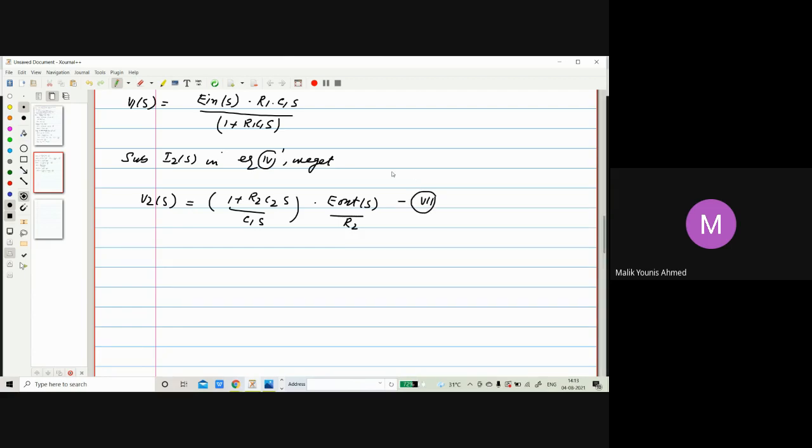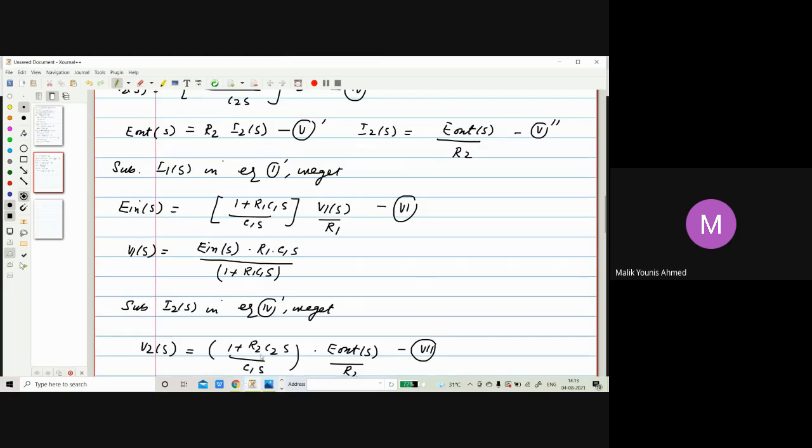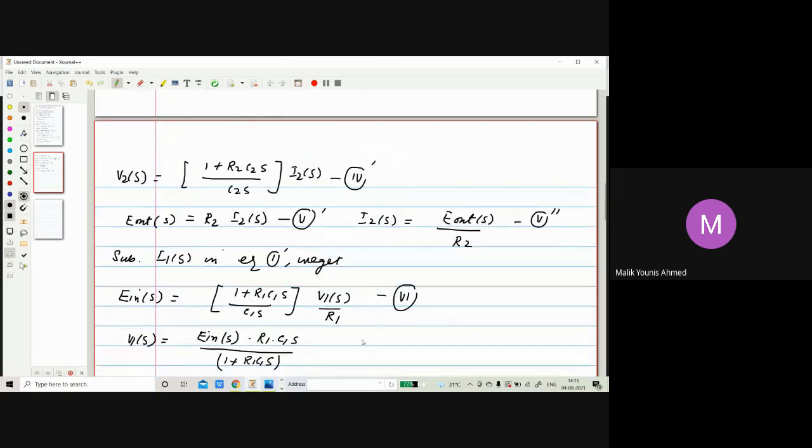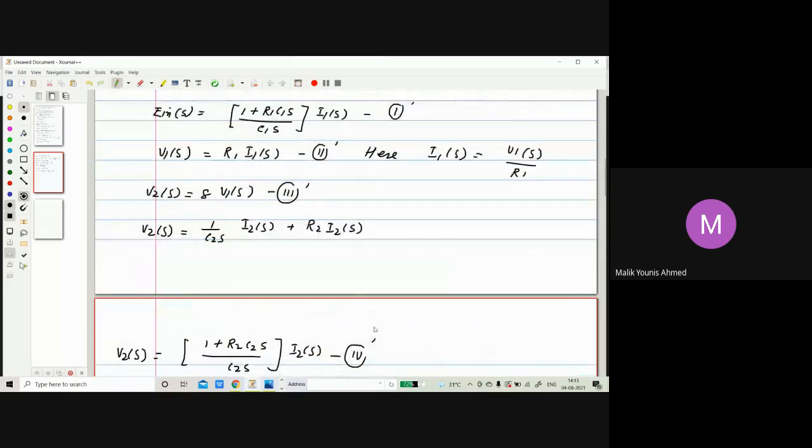Okay. Substituting equations 6 and 7 in equation 3. You can see here. Now I have in terms of E out everything. Equation 3 is here.